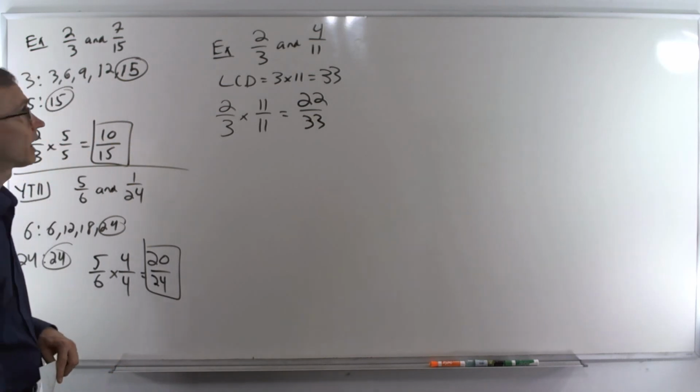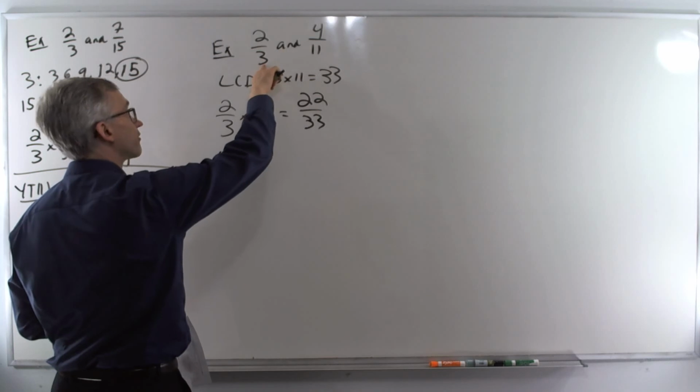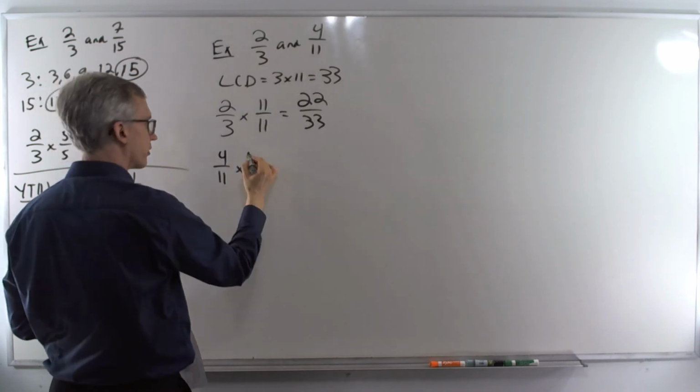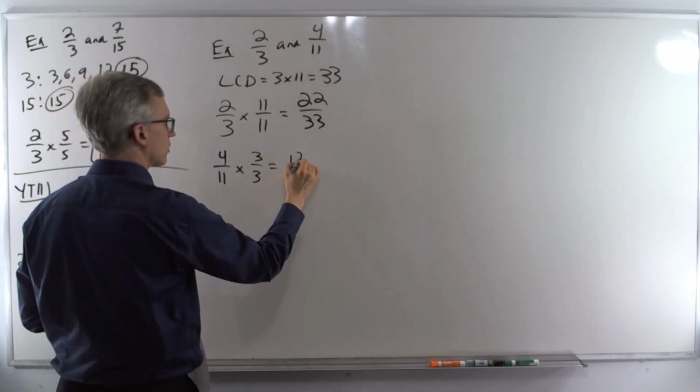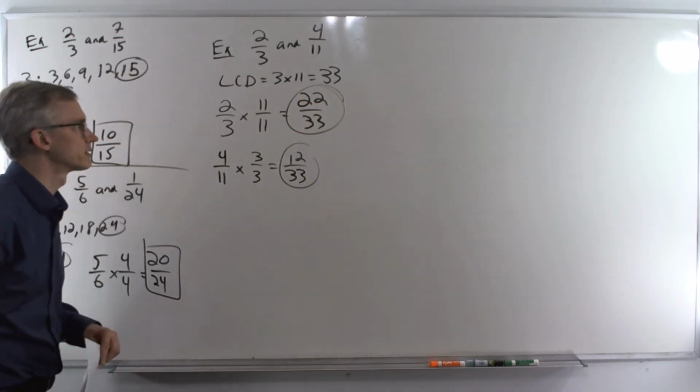And for the other one, 4/11, we're going to multiply that by the other fraction's denominator over itself. So 3 over 3. Or 12 over 33. Right, so there's our two fractions built to have the same denominator.